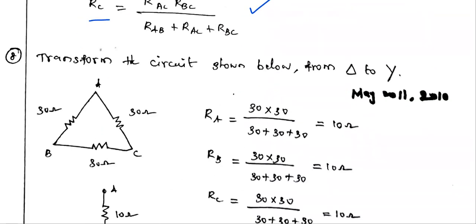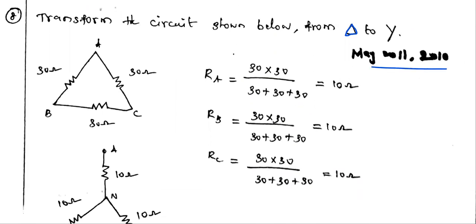And another 2-mark question: transform the circuit shown below from delta to Y. What does this mean? This is called a delta network, and this is a Y. Y means the star network. The other name of the Y network is the star network. So this is also one of the 2-mark questions.